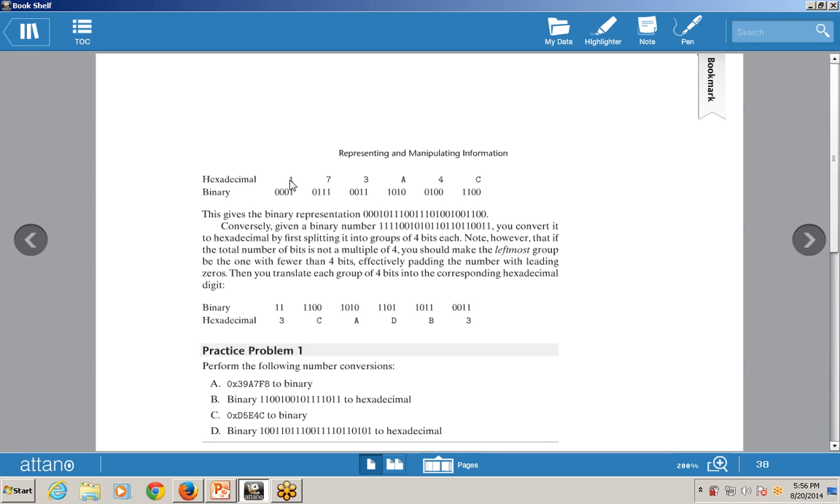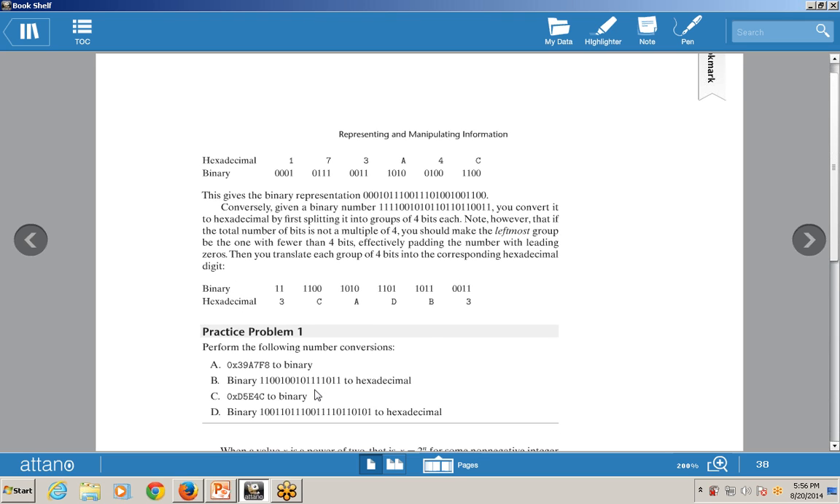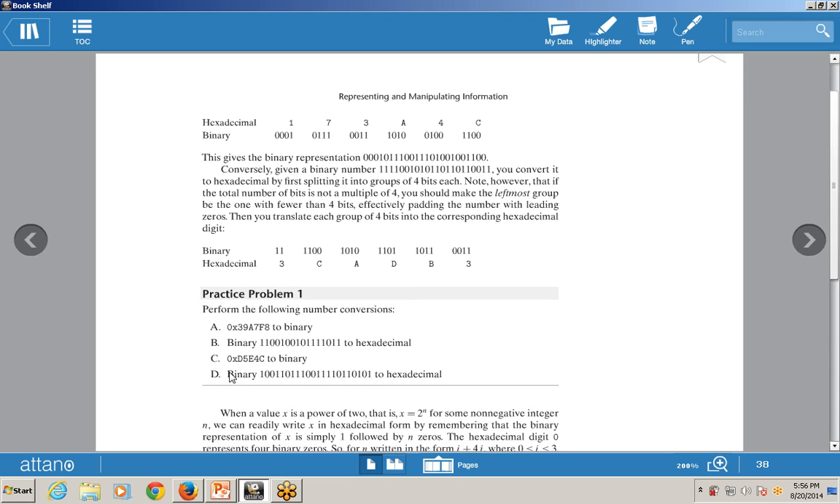This is your hexadecimal number system. This is your binary number system. Hexadecimal, binary number system. Binary, hexadecimal. Now, this is your practice question. You have to do it on your own. If you have any doubts, then please clear them with me.